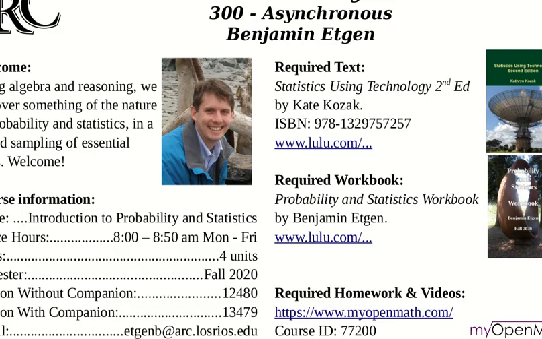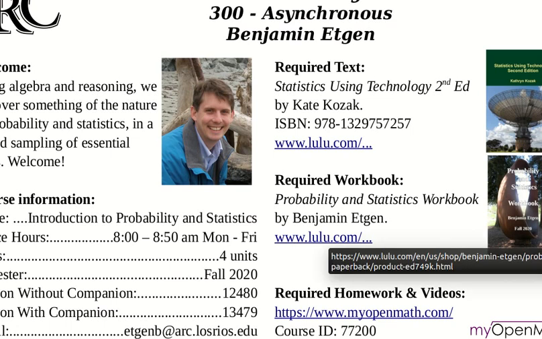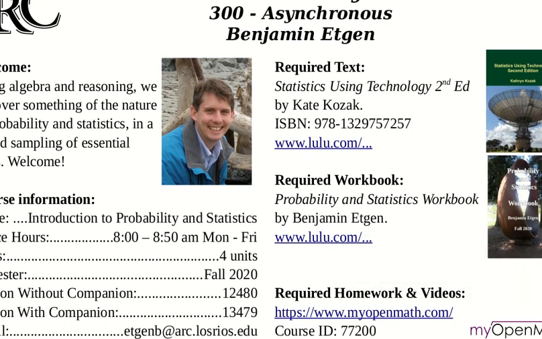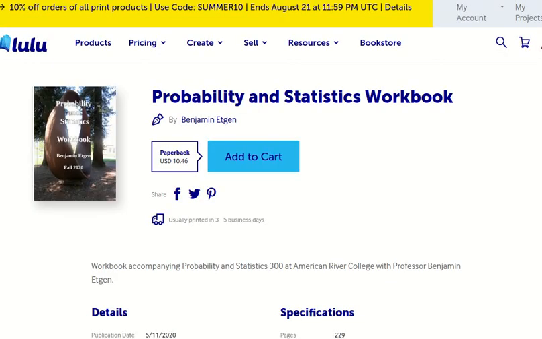The next is the required workbook. That's what you'll be using basically in place of class time. So you'll be watching the workbook videos and following along. Again, following that hot link, you can see it's $10.46. It costs a little bit more because it's spiral bound, and that allows it to sit flat on your desk as you turn the page, which makes it a lot easier. It's not trying to close itself like a perfect bound text would.